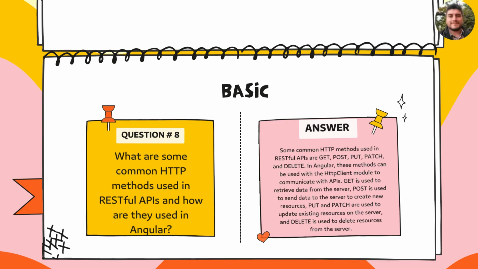Some common HTTP methods used in RESTful APIs are GET, POST, PUT, PATCH, DELETE. GET is used to retrieve information from the server. POST is used to create new resources on the server. PUT and PATCH are used to update resources or change resources on the server. And the DELETE verb is used to delete resources from the server.